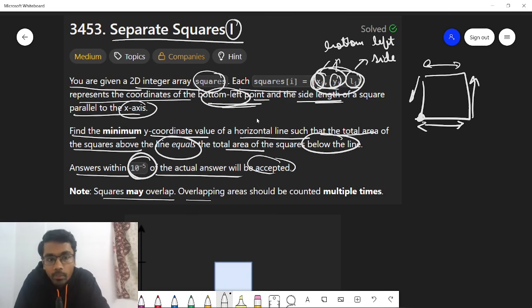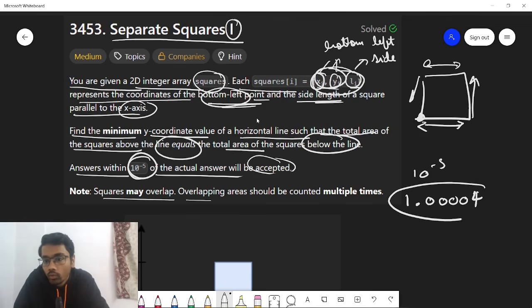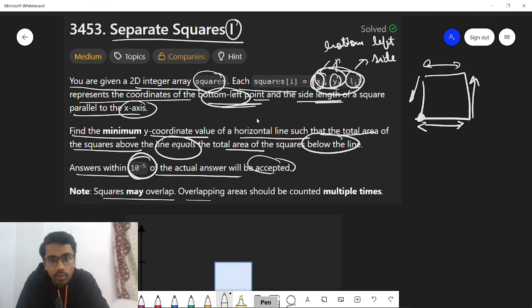Now we need to get the precision of 10 raised to the power minus 5. That means we don't need to return any integer value. We need to return a value something like, let's say, 1.00004. So up to 5 decimal places you need to have the precision of whatever line you choose. So this is what the question is saying. You just need to find the minimum y line, the line which is parallel to the x-axis, such that it divides the entire 2D plane so that the area of the squares above that line and the area of the squares below that line are equal.